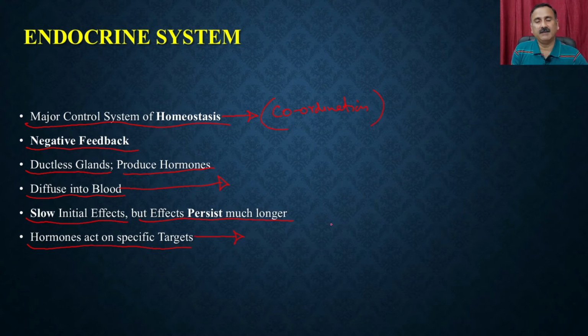For example, if there is a hormone secreted from the hypothalamus or the adrenal glands, it will go and bind or hit its specific targets.